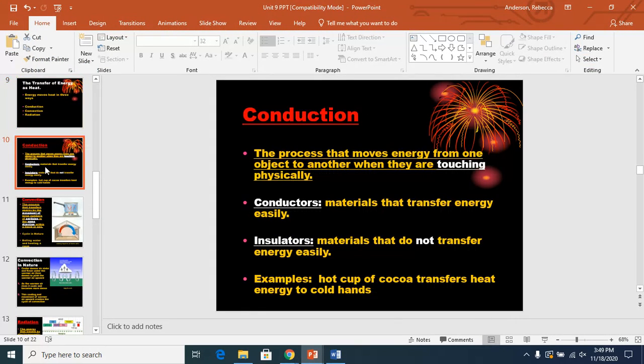So the first thing I'm going to talk about is conduction. The definition, what needs to go in the definition box next to conduction, is the process that moves energy from one object to another when they are touching physically. This is where you get conductors and insulators. Conductors transfer that energy easily, insulators do not. So an example of this is when you hold a nice warm mug of coffee or hot chocolate on a very cold day, it warms your hands up. That's because your hands are touching that coffee mug or whatever cup you're using, and conduction is warming your hands up. That's also how hot hands works.